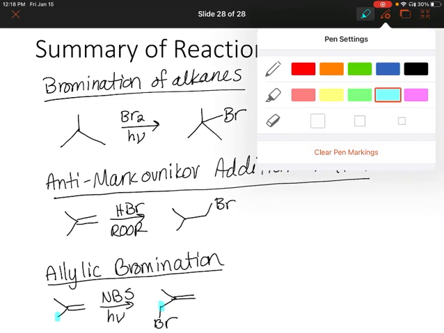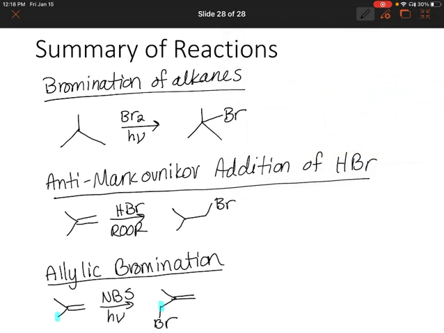But remember, in one of our examples, we talked about how if you have resonance, you can also end up with another type of product or a constitutional isomer. So watch out for resonance. Okay, so these are the three main reactions that you have to know for this chapter.